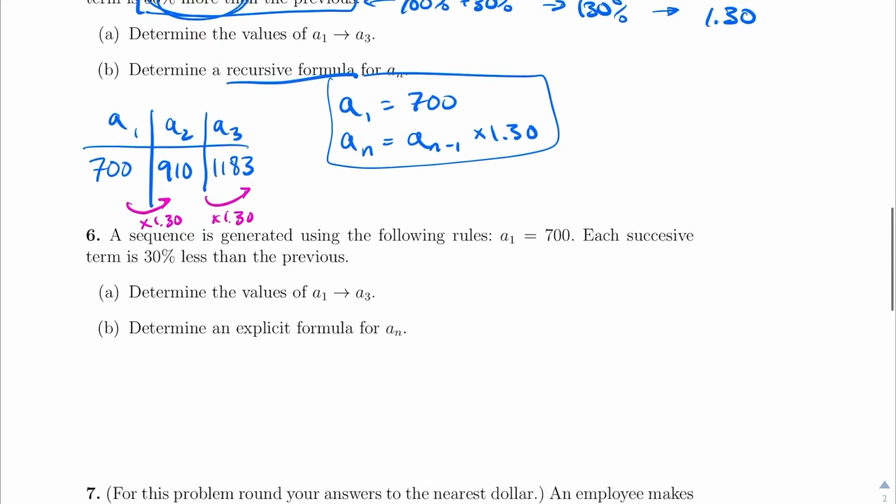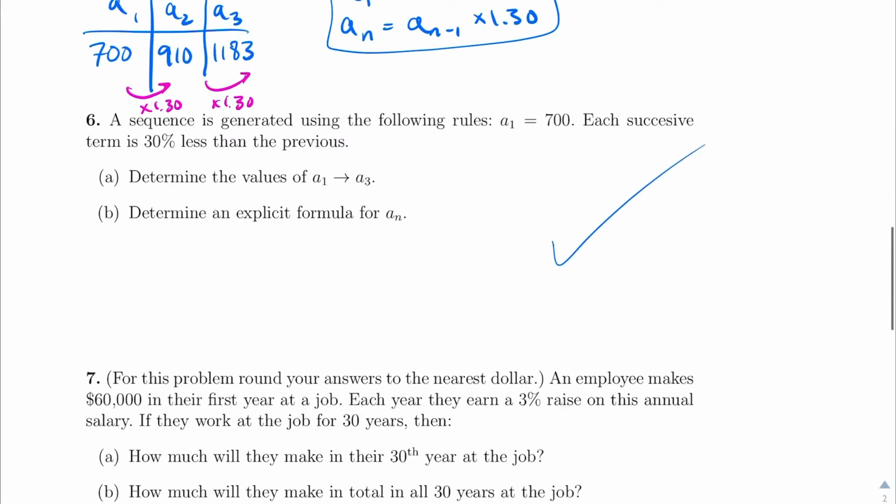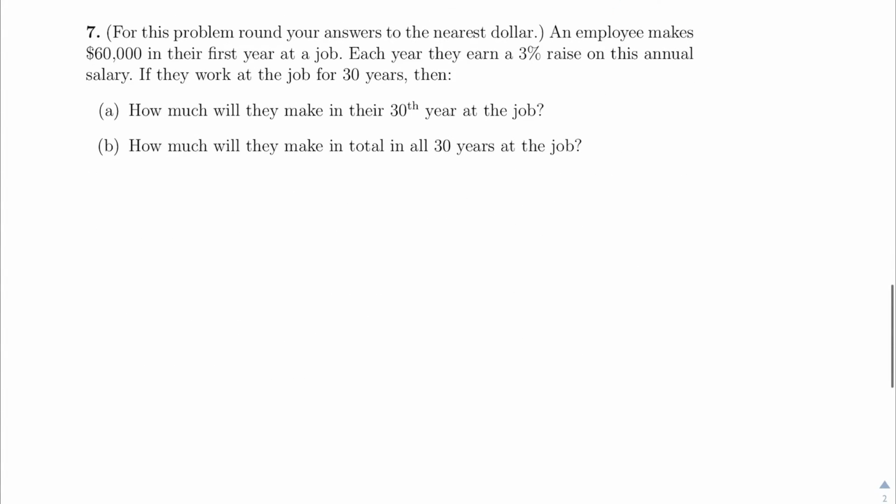A sequence is generated using the following rules. Okay, you do that one. For this problem, round your answers to the nearest dollar. So I like this one a lot. An employee makes $60,000 in their first year at a job. Each year, they earn a 3% raise on this annual salary. If they work at the job for 30 years, then let's see what happens.